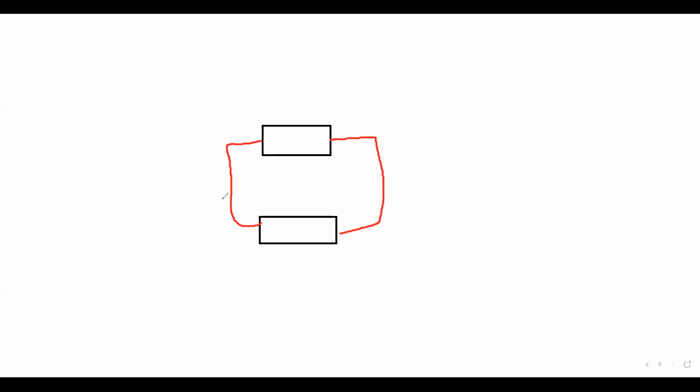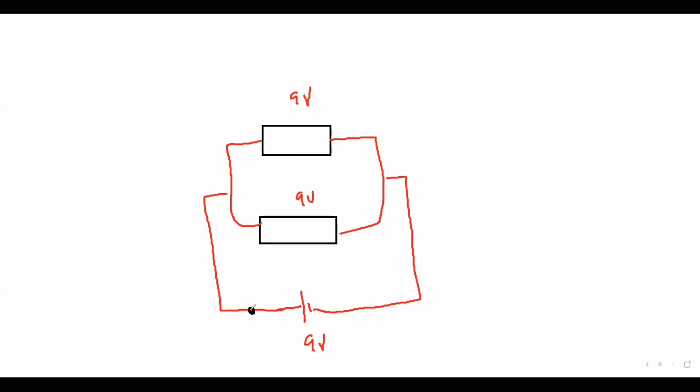Whereas in parallel, if two or more components are connected in parallel, parallel means the charges have multiple ways to pass through. So if we have a 9-volt supply and they are connected in parallel, they all have the same voltage. The voltage will be the same in parallel. What is the reason for that? Because a 9-volt supply means when one charge is coming out, it carries 9 joules.